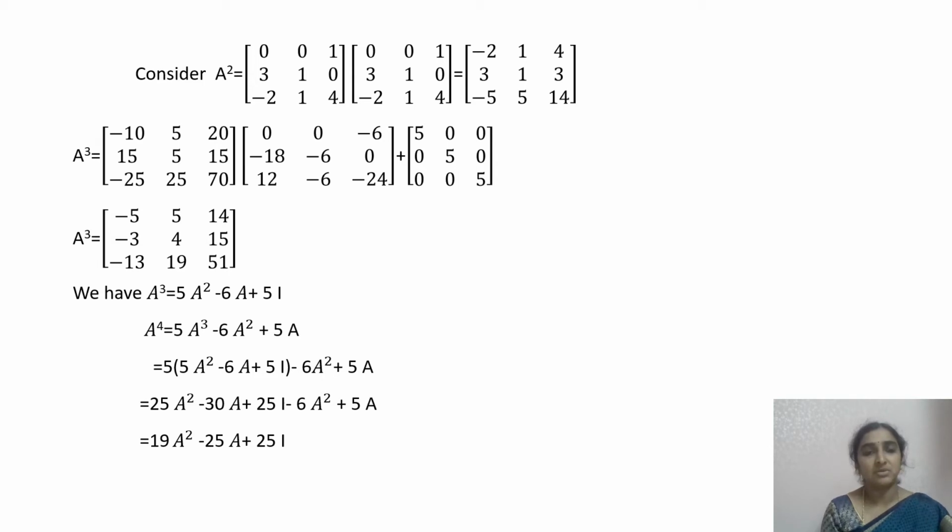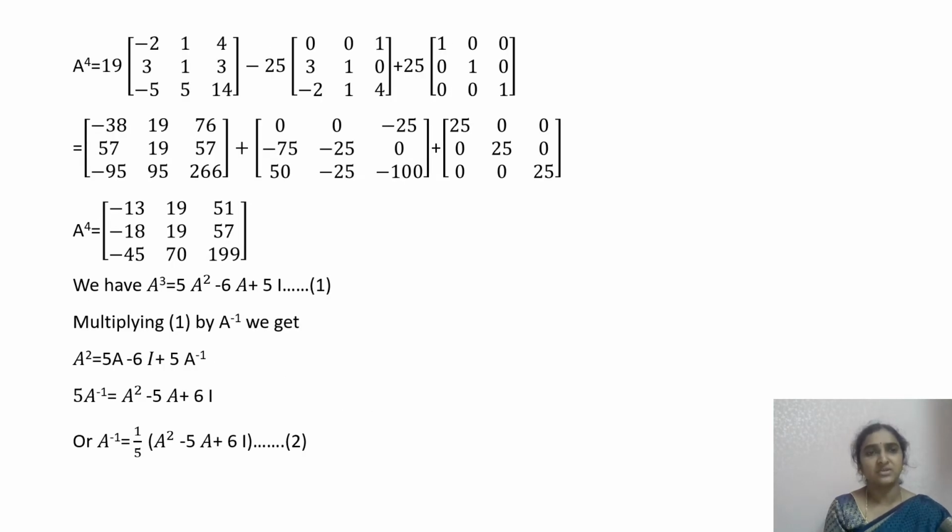We have A cube is equal to 5A square minus 6A plus 5I. A to the power 4 can be found using A cube. A to the power 4 is equal to 5A cube minus 6A square plus 5A, which is equal to 5 times, replacing A cube, 5A square minus 6A plus 5I, minus 6A square plus 5A, which is equal to 25A square minus 30A plus 25I minus 6A square plus 5A. That would result in 19A square minus 25A plus 25I.